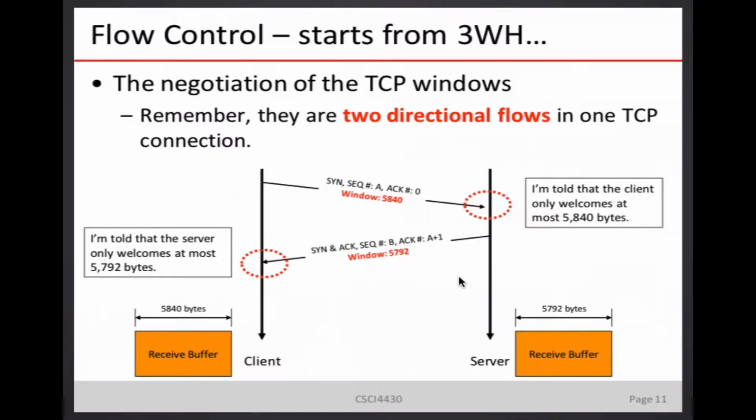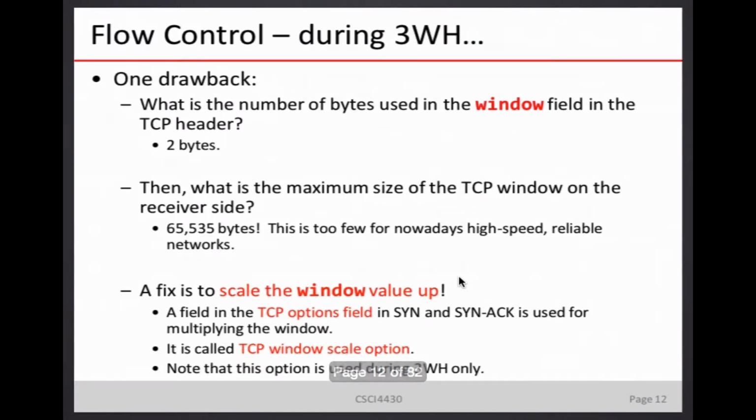This is what we call a buffer, and you can see from this diagram that both sides' buffers may vary. They are not the same. They just exchange the information. But there's one problem: the window size itself is only 2 bytes, 16 bits. So what's the problem?